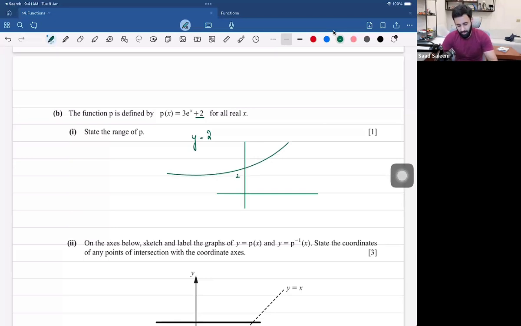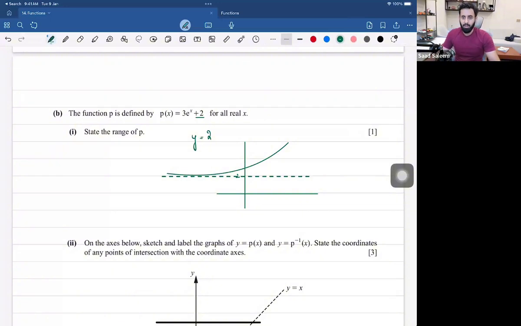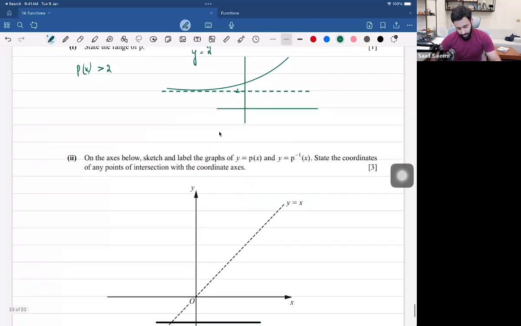So what do you think will be the range of this graph? I've almost answered the question for you guys. All you have to do is give me the final answer. So if you guys can do that, that would be great. What will be the range of this graph? Greater than 2. That's correct. So we're going to say p of x is greater than 2. Not even greater than or equal to, just greater than 2. Okay, so that's the answer to the first part.